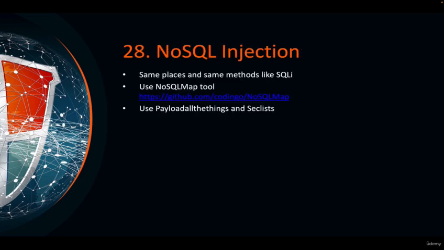NoSQL injection is basically the same as SQL injection: same places as in our first chapter, same methods. To automate this, you can use a tool called NoSQLMap, which is very similar to SQLMap. You can also go to PayloadsAllTheThings and SecLists to get a payload list specifically for NoSQL injections.